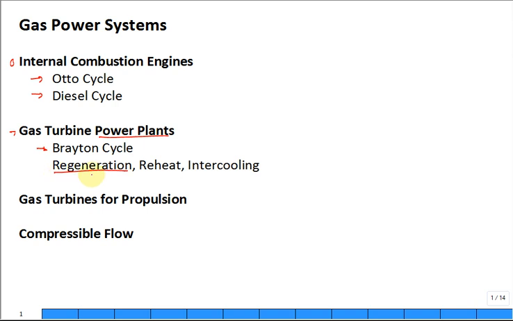Is that the same word we saw for the vapor power cycle? Did they talk about regeneration? Yes, they did. How about reheat? Was that the same concept also for vapor? Did they have reheat? They sure did. Intercooling? No, not for vapor power, but definitely for gas power, the Brayton cycle. And so there's an enhancement there.